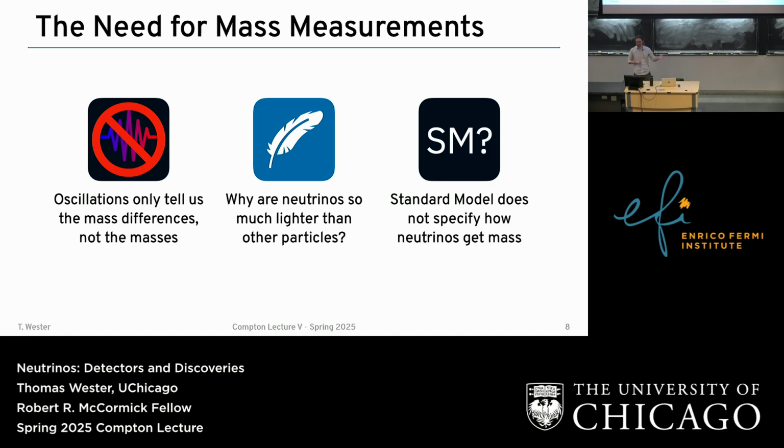And then we have this question about why neutrinos are so much lighter than all the other particles in the standard model. And then finally, really at the core of all of this is that the standard model doesn't tell us how the neutrino gets mass. There are different ways that particles can have mass, and we'll talk about some of those in this lecture.